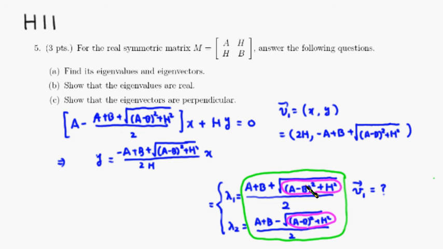All right, and show that the eigenvectors are perpendicular. Once you have v1 and v2, for part C, all you have to do is show that the dot product of v1 with v2 is equal to 0. So find v1 and v2 and show that the dot product is equal to 0. That's it. I hope that this was clear.